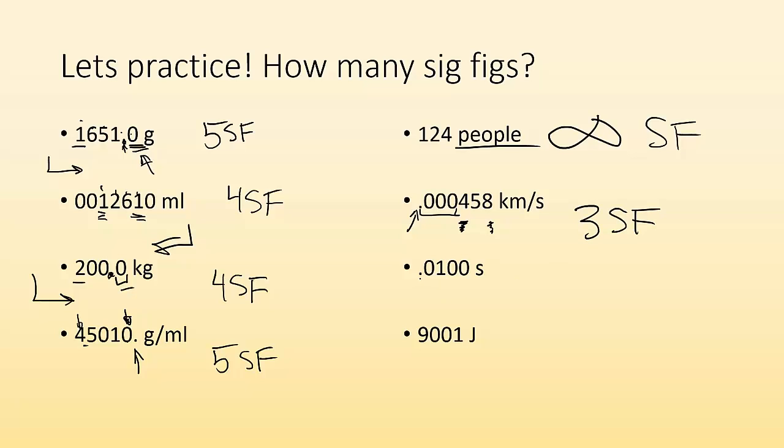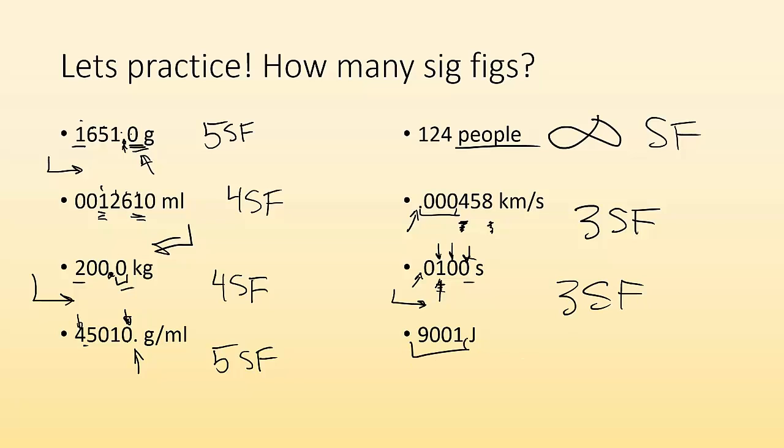All right, same deal here, 0.0100 seconds. Well, this decimal point again is telling me I need to count from the Pacific to Atlantic side, starting with the first non-zero. So I'm going to start with that 1 and go all the way to the end. So it's saying I measured the 1 in the hundredths place, and I measured the 0 in the thousandths place, and I estimated the 0 in the 10,000ths place. So this has 3 sig figs.